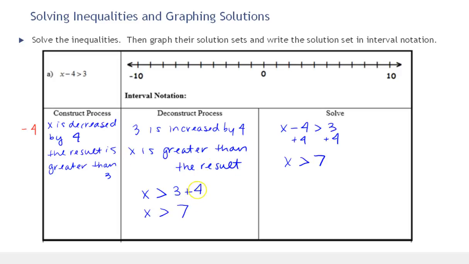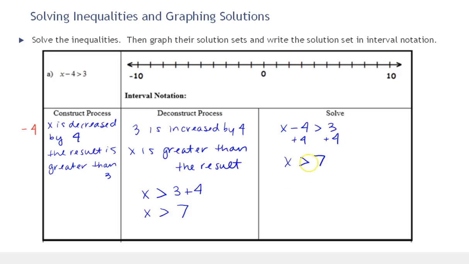So you're going to write your result on the right hand side, your x on the left, and you're going to use either the original inequality symbol, in this case greater than, or you'll change it and invert it based on any operations, multiplication or division, that you did with a negative number. Okay. Now let's graph this.